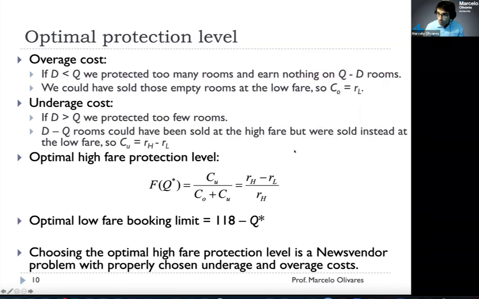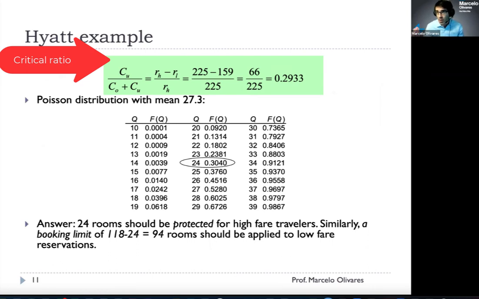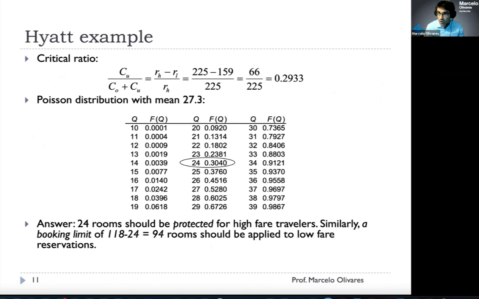Okay, we'll go through our example now. In our example, we have the high rate, the low rate, and the critical ratio is about 30%. Again, this means that you have to protect an amount that, given your demand, you're going to satisfy all the high value demand with a probability of 30%.